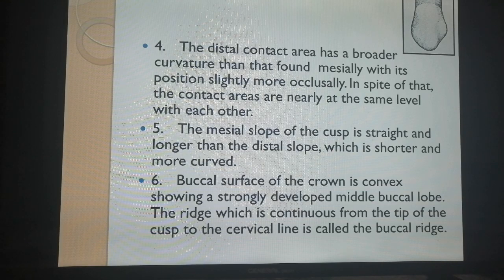Number 4, the distal contact area has a broader curvature than that found mesially, with its position slightly more occlusally. In spite of that, the contact areas are nearly at the same level with each other. Number 5, the mesial slope of the cusp is straight and longer than the distal slope, which is shorter and more curved. Number 6, buccal surface of the crown is convex, showing a strongly developed middle buccal lobe. The ridge, which is continuous from the tip of the cusp to the cervical line, is called the buccal ridge.